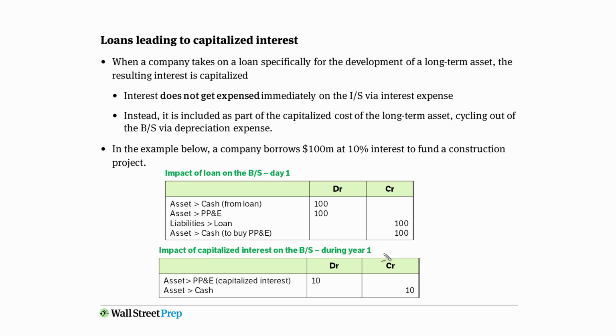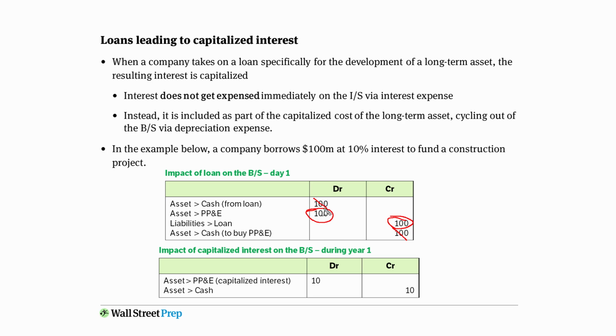So let's draw that out. At the end, what you see here is a canceling of these, and the net result is property, plant, and equipment of 100 on the left side of the balance sheet, or construction in progress assets on the left side of the balance sheet, and a loan on the right side of the balance sheet.